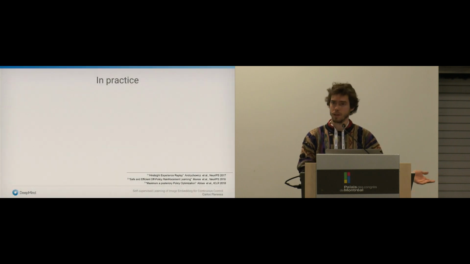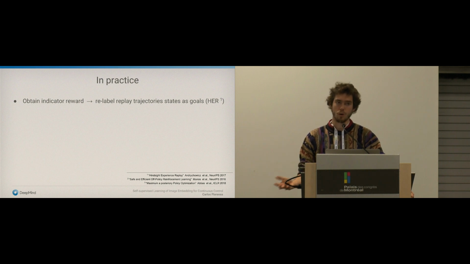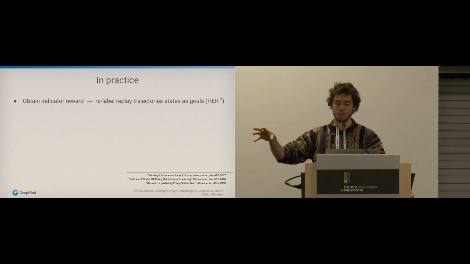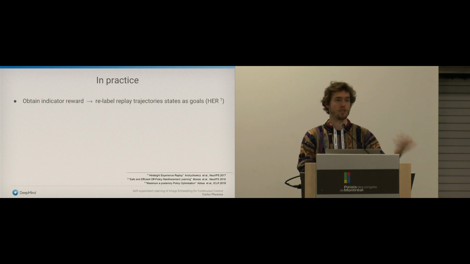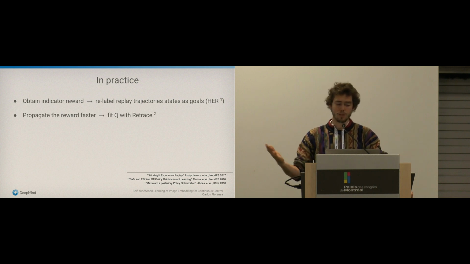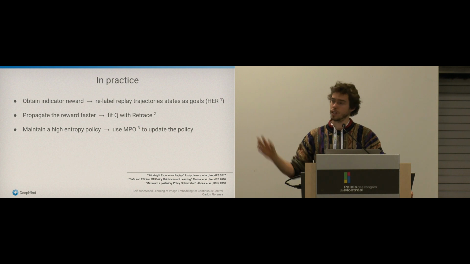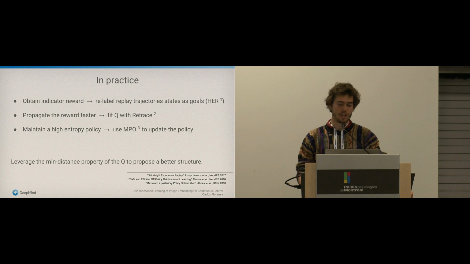But first, let's look at how, in practice, we deal with this reward. To obtain this indicator reward, to be able to observe it, we need to relabel the trajectories that we have in the replay, such that the states that we have visited, we now consider as goals. This is exactly the idea of hindsight experience replay. And like this, we can observe this reward as often as we want. On top of that, to propagate the reward faster, we can fit the Q function with an algorithm like Retrace. And to maintain a high entropy policy, we can use maximum a posteriori optimization to update the policy. Those are just the details of the algorithm.